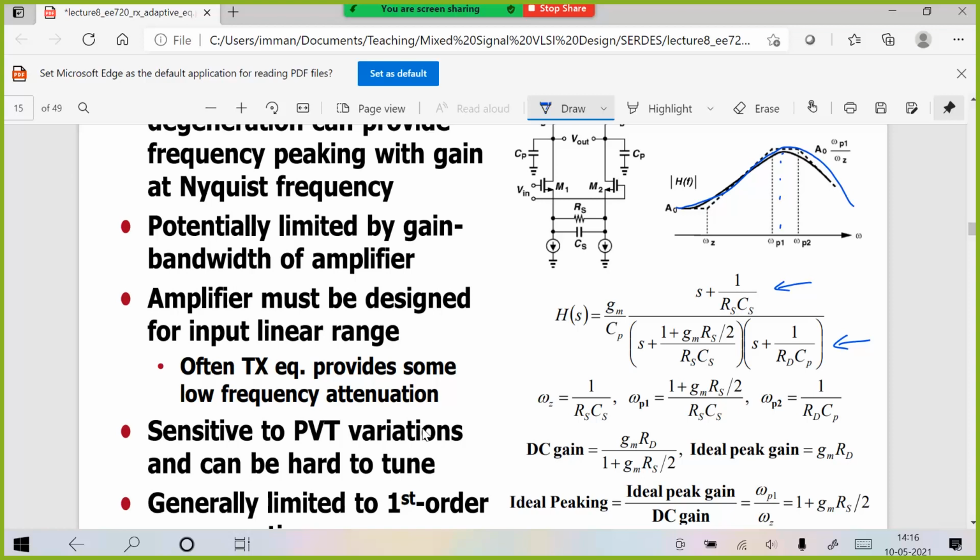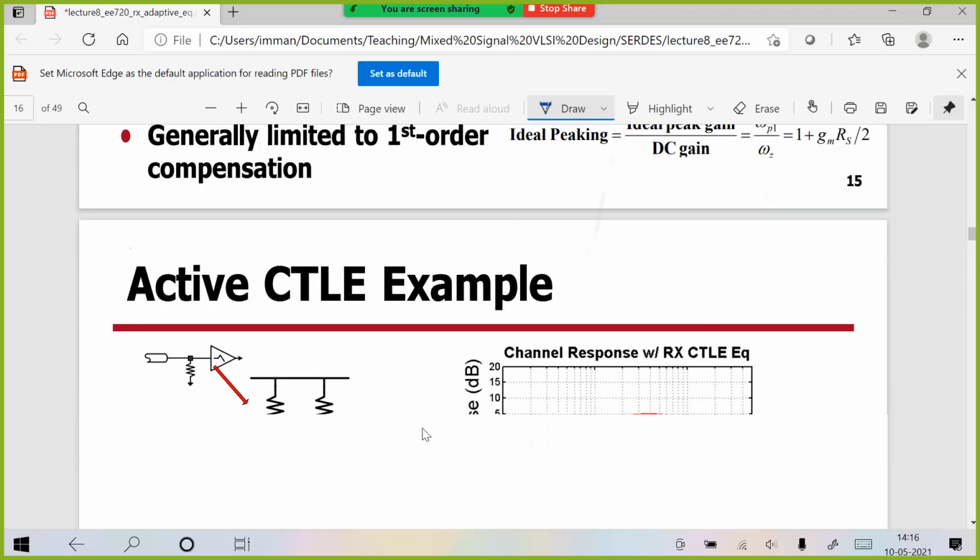So by tweaking these values, you can automatically set the zero and the poles that you want. All right. Now this is a very popular circuit, and in so many different applications this is used. Usually this forms your front end receiving. This is the first stage at your receiver, the CTLE. Okay. All right. Now this is an example.